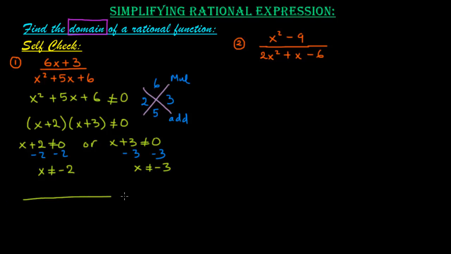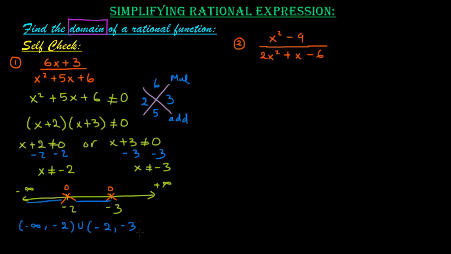Then we put both of them on the number line: negative 2, negative 3, and negative infinity, positive infinity. We say that x cannot equal either of them, so I cross them out, or we use an open circle for each. Then the final answer will be from negative infinity to negative 3, union from negative 3 to negative 2, union from negative 2 to positive infinity. And that is the answer for problem 1.